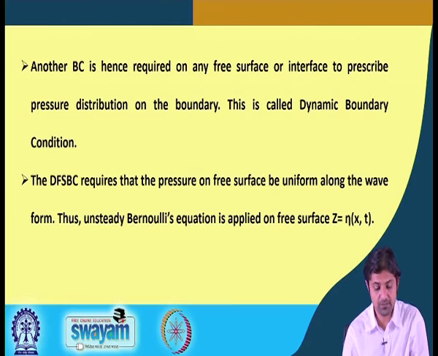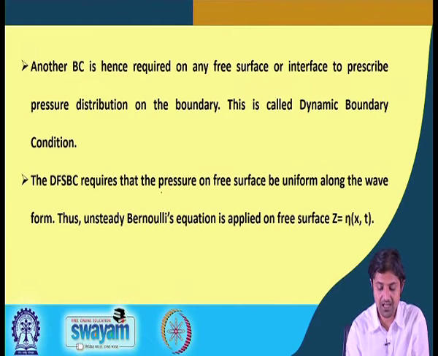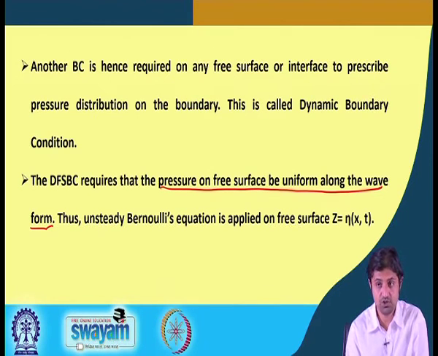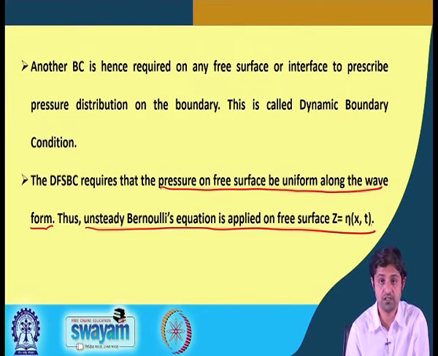The requirement of the dynamic free surface boundary condition is that pressure on the free surface be uniform along the waveform. So, along that free surface distortion or wave as we call it, the requirement is that the pressure on the free surface should be uniform along the waveform. And here to derive that we use unsteady Bernoulli's equation on the free surface.